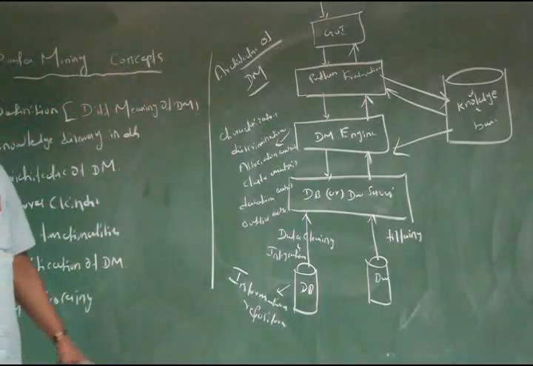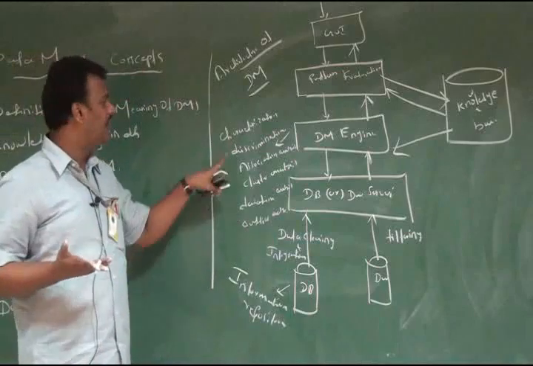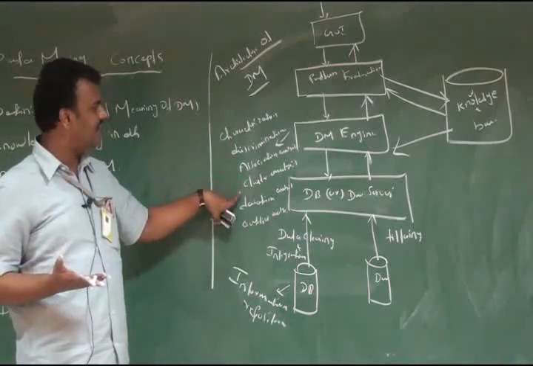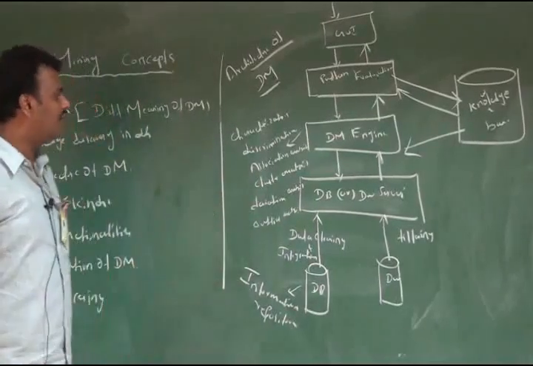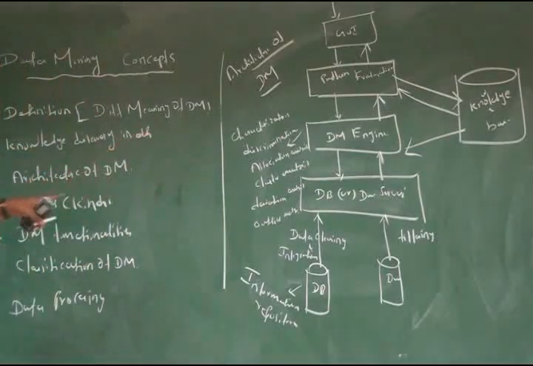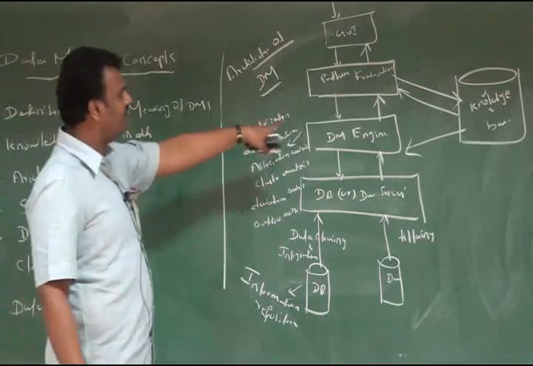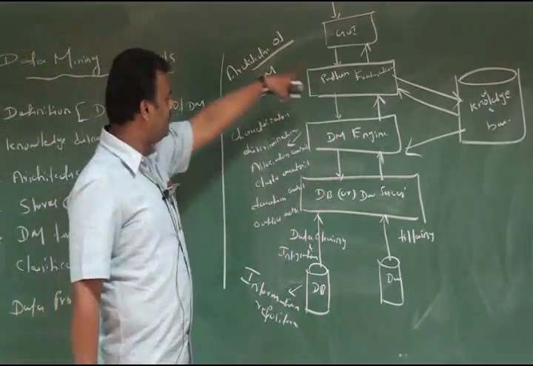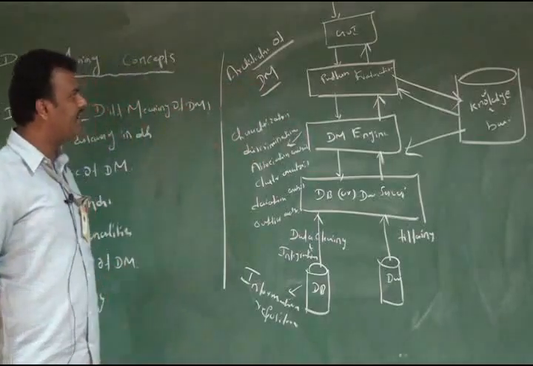The data mining engine is the set of functional modules. We are going to characterize the data, then discrimination, association analysis, cluster analysis, deviation analysis, and outlier analysis may be performed on the data. We will discuss the next topic later. These are called the data mining functionalities. The set of functional modules is done on the data mining engine.